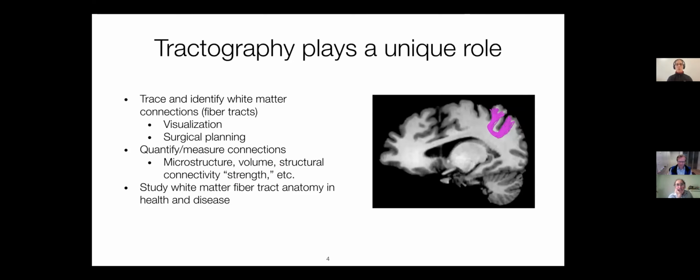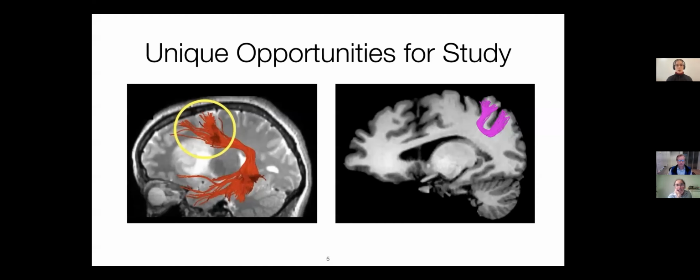And so tractography plays a unique role. It's the only method that allows us to trace the connections in the brain. So we can trace and identify white matter connections or fiber tracts. This is used for visualization. It's used clinically for surgical planning. We can also try to quantify and measure information from these connections to study the brain. We can study their tissue microstructure from diffusion MRI information. We could study their volume. A lot of people study their structural connectivity, quote, strength, which is the strength of the connection between two cortical regions, and that can be defined in many ways. But overall, this allows us to study white matter fiber tract anatomy and/or the brain as a network in health and disease.